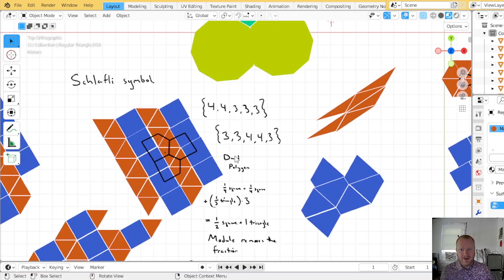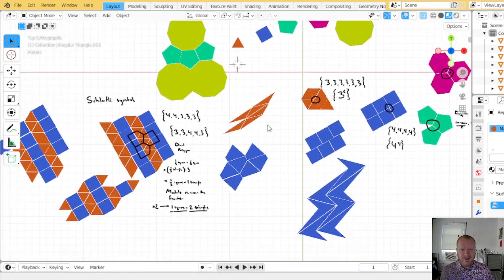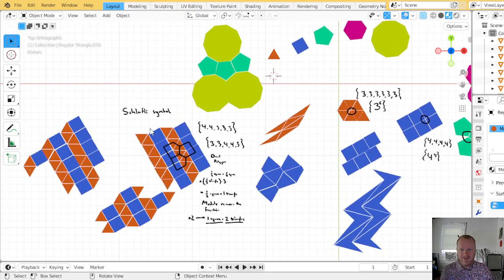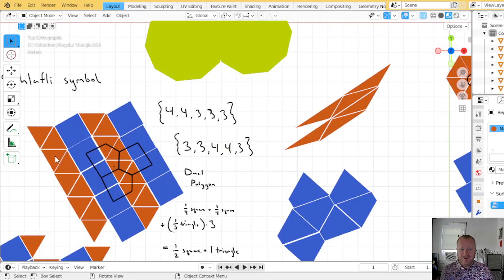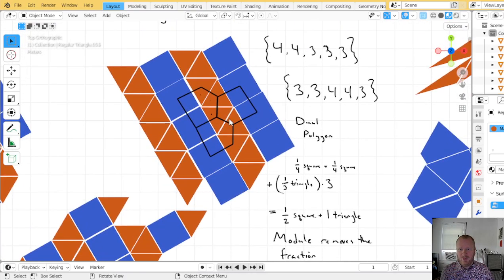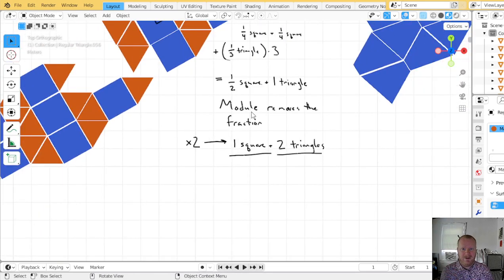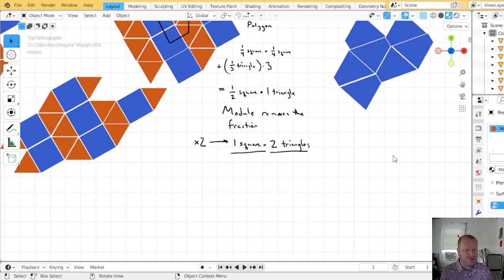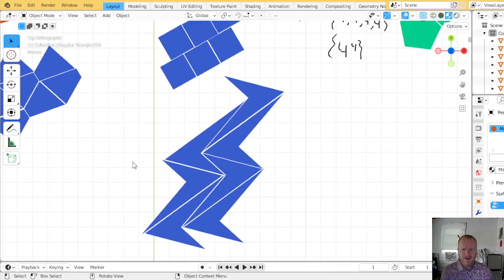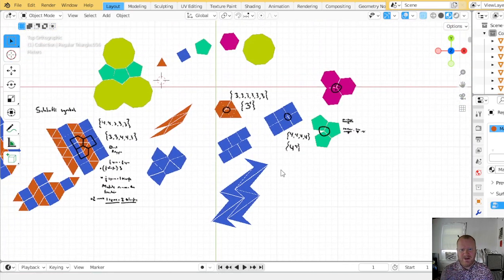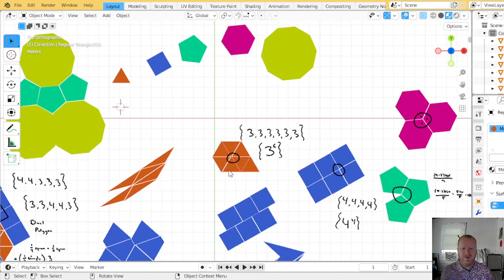All right, that is all the vocabulary that you'll need in order to solve these problems. So we've got the Schlafly symbol, we've got the dual polygon making up the dual tiling. We have the module, which is getting rid of the fraction to come up with a collection of shapes. And then we've also got the regular and semi-regular tiling. So we're going to use that in the next video to solve some quiz problems, and I'll see you there.